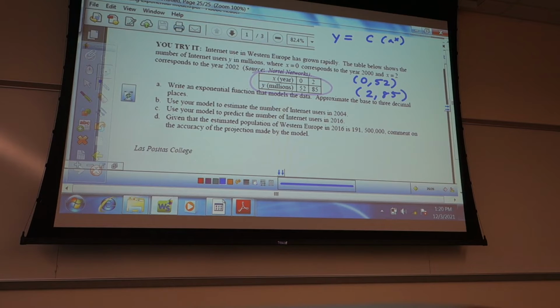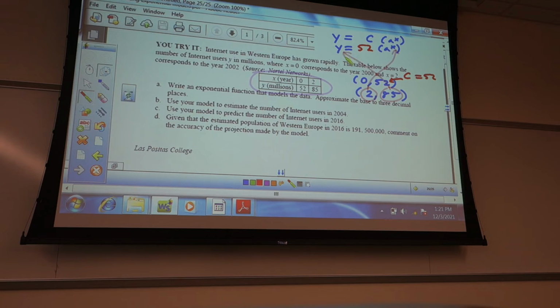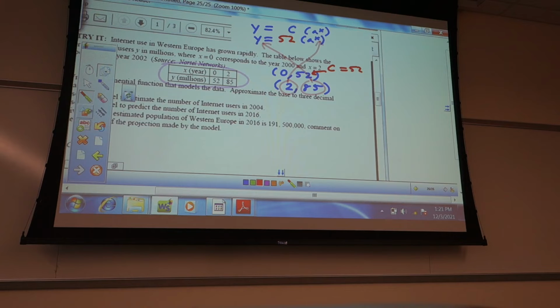Okay, so we know that our C is 52. So now we have Y equals 52 times A to the X. So now all we need to do is figure out what A is. So I'm going to use this other point, and I'm going to substitute in 2 for X, 85 for Y, to find out what my A is.